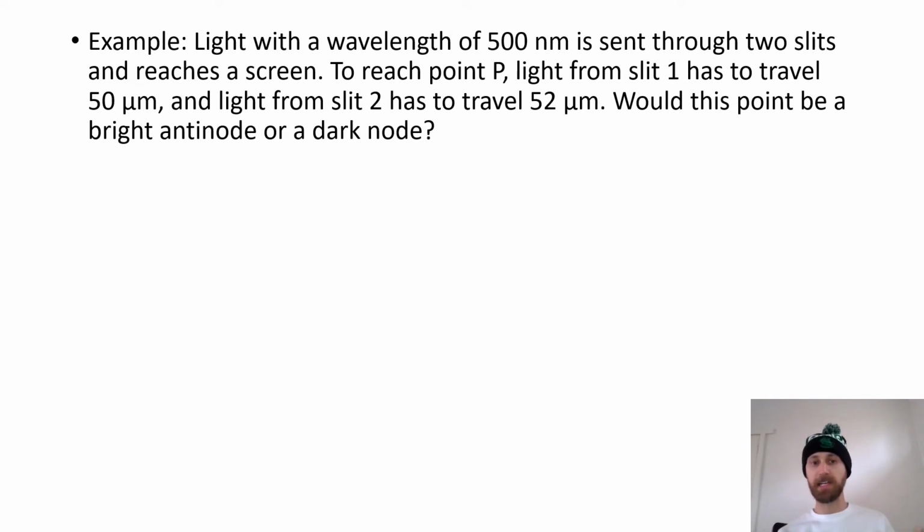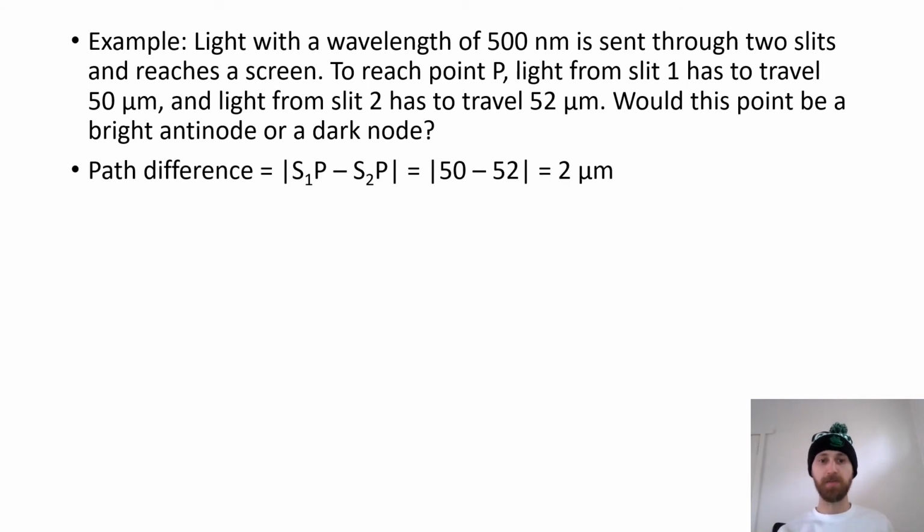So we want to figure out, is the path difference going to be a whole number times the wavelength, or is it going to be like a half number times the wavelength? And then if we know that, we know if it's bright or dark. So we've got our path difference equation, the absolute magnitude of the distance difference between slit 1 to P and slit 2 to P. From slit 1 to P is 50 micrometers, from slit 2 to P is 52 micrometers, so the path difference between them is going to be 2 micrometers. One of them travels 2 micrometers further than the other one does.